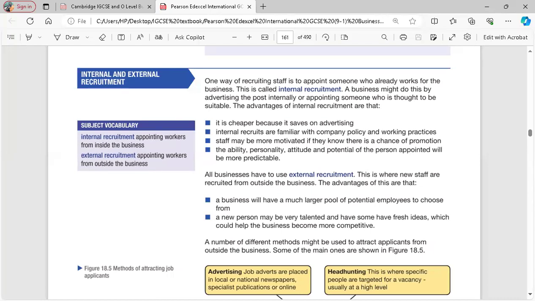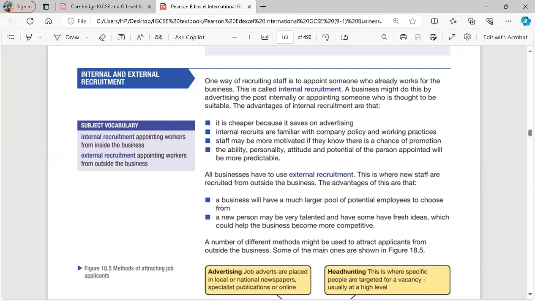One, it is cheaper because it saves on advertising. You don't have to advertise. So there are no expenses on advertisement. That's the first advantage. Is it clear? Yes. The second one, internal recruits are familiar with company policy and working practices because they're working in the business already. So they know more. They know the culture. They know everything about the business. That's the second advantage there.